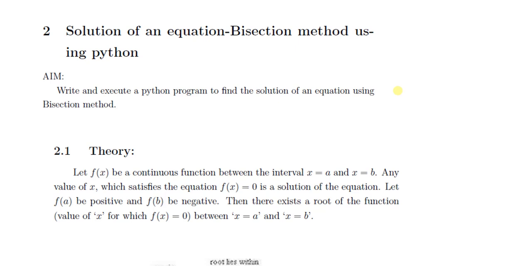Hello, good morning students. Today we are going to discuss the bisection method to find the solution of an equation. Numerical, so the topic comes under numerical methods in physics. Now, the theory is if f of x is a continuous function between intervals x is equal to a and x is equal to b, any value of x which satisfies the equation f of x is equal to 0 is a solution of the equation.